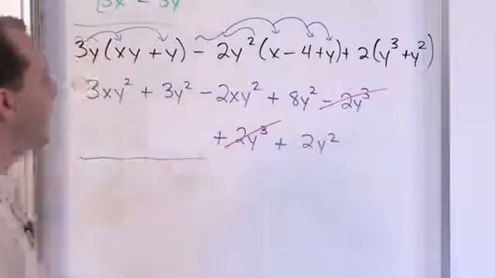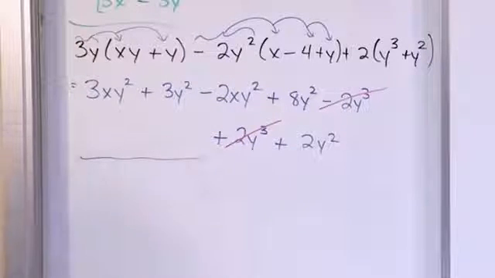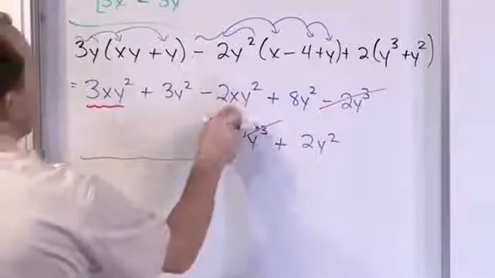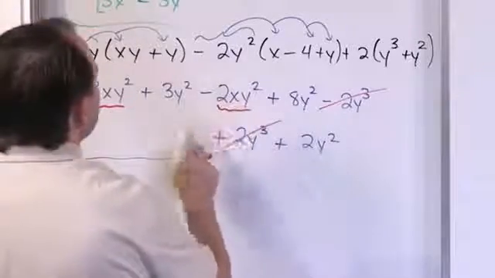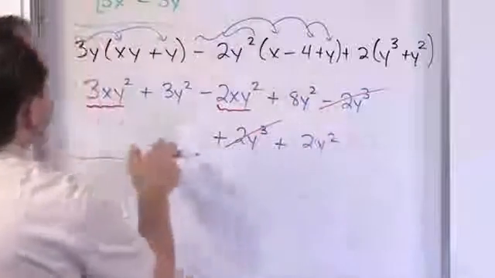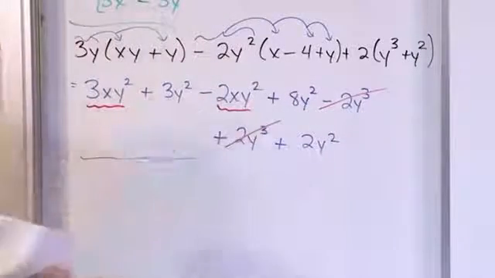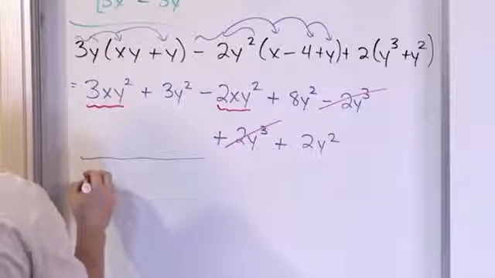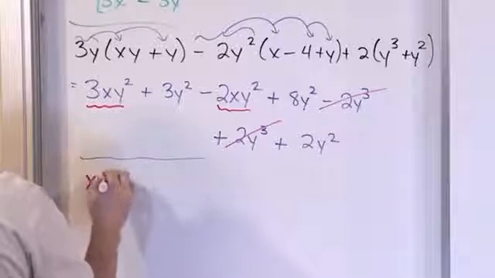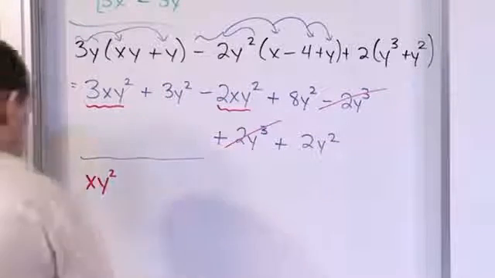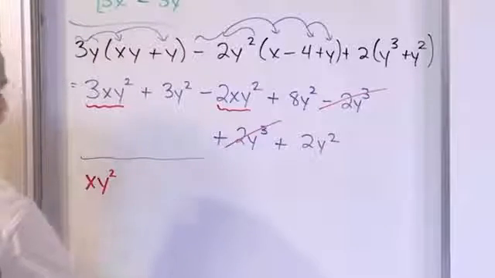I can do that because these are like terms, right? So now I look for any other like terms. Here I have an x times y squared, so I'll put a little underline there. Here I have an x times y squared, so I'll put a little underline there. This doesn't match anything here, it doesn't match anything here, and it doesn't match anything here. Everything has to match in order for them to be like terms. So now I can subtract. 3 minus 2 gives me 1. 1x times y squared. Don't forget there's an implied 1 out front, so I don't need to really write that 1.